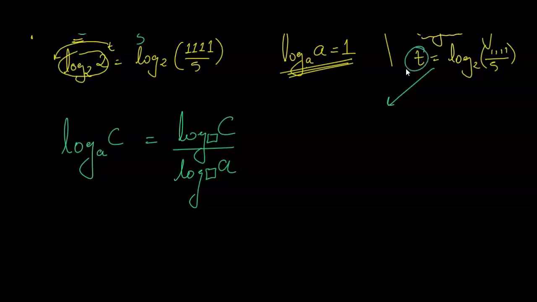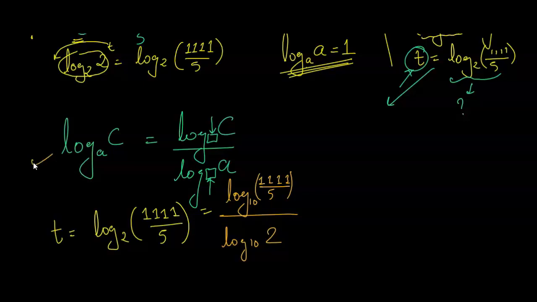So I can get the value of t. But how to solve this right side? Now, suppose I have log of c to the base a. This can be written as log of c to the base anything upon log of a to the base anything. This anything must be the same, and I am more interested to keep it 10, because that can be easily calculated on a calculator.